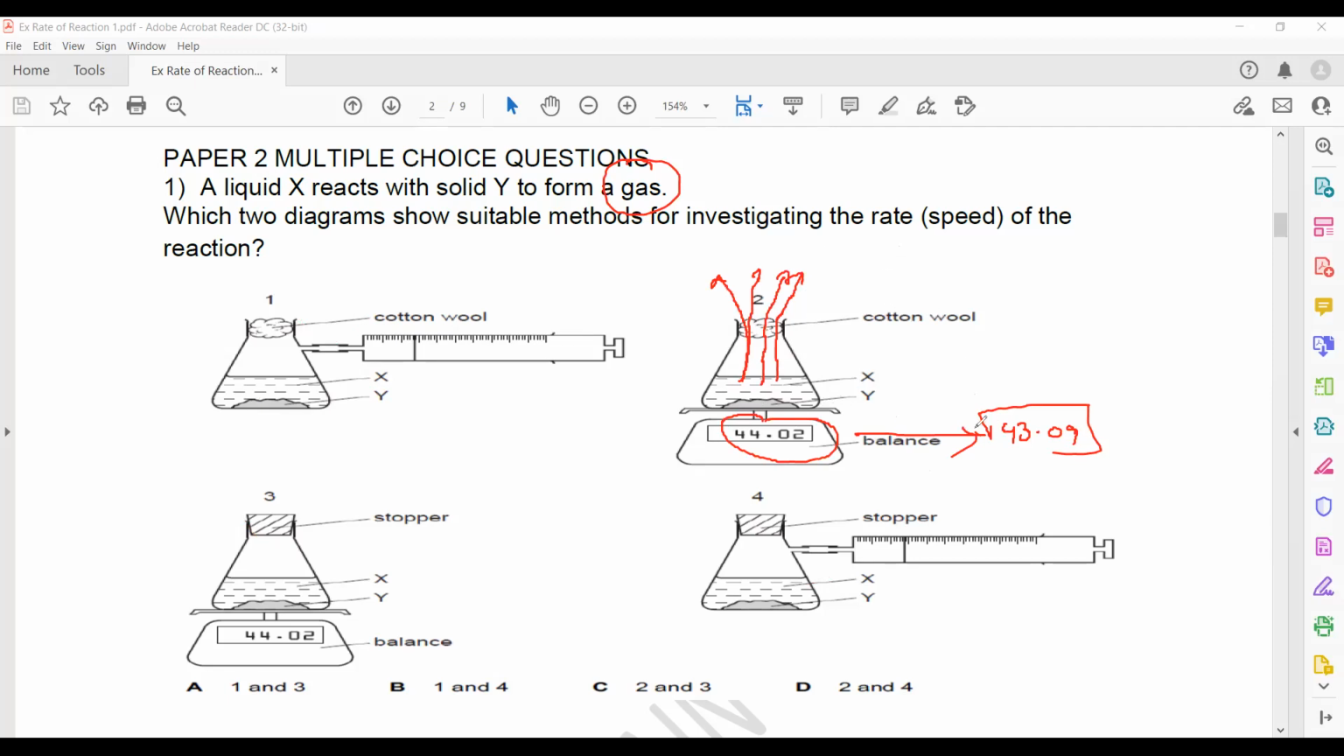So we can measure the change in the mass divided by time, we'll get the rate. Here we'll measure the change in the volume divided by time, we'll get the rate. But in this one, we cannot use 1 and 3.